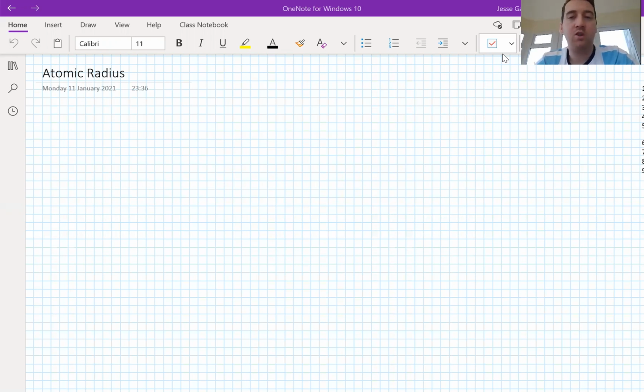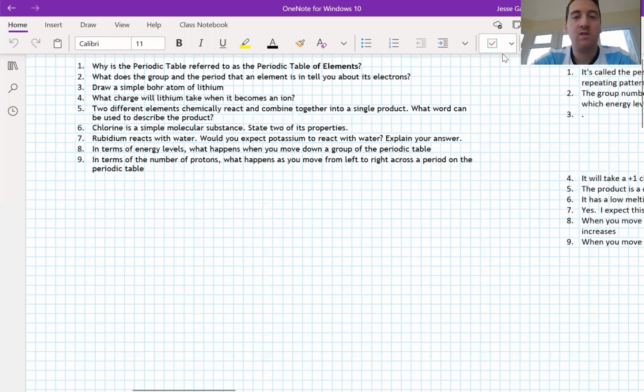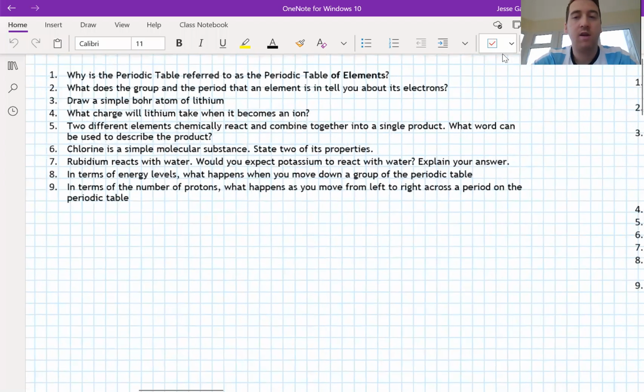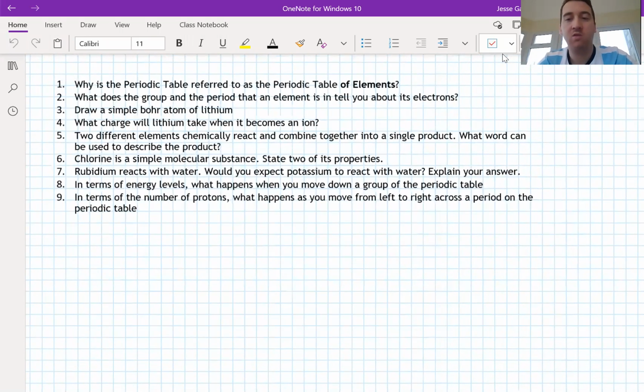So before we jump into today's topic, we're going to be looking at something called the atomic radius. But before we do that, we're just going to quickly do some retrieval practice, where we look to see if we can retrieve information we've learned before. This should be information that we've learned before about the periodic table. If you haven't seen my videos on the periodic table, you will find them in another playlist on this channel.